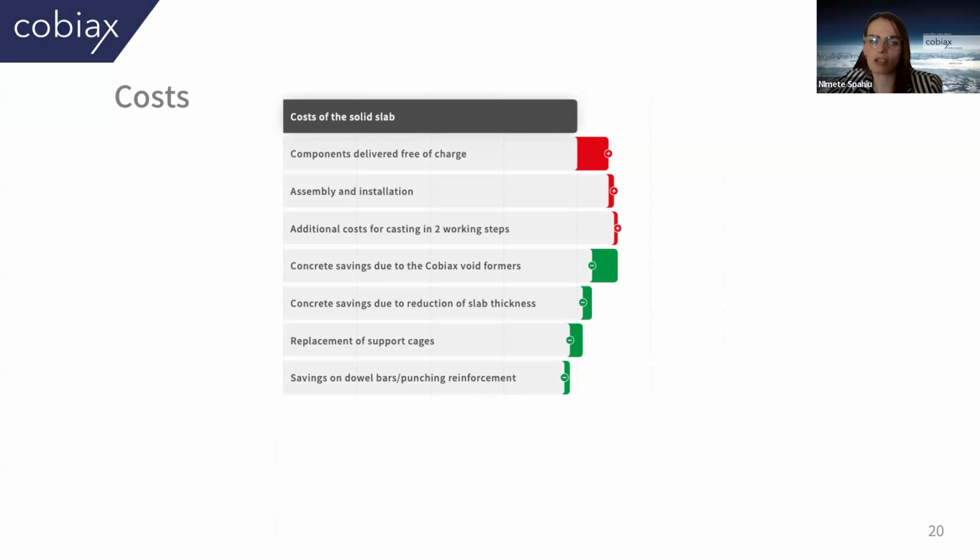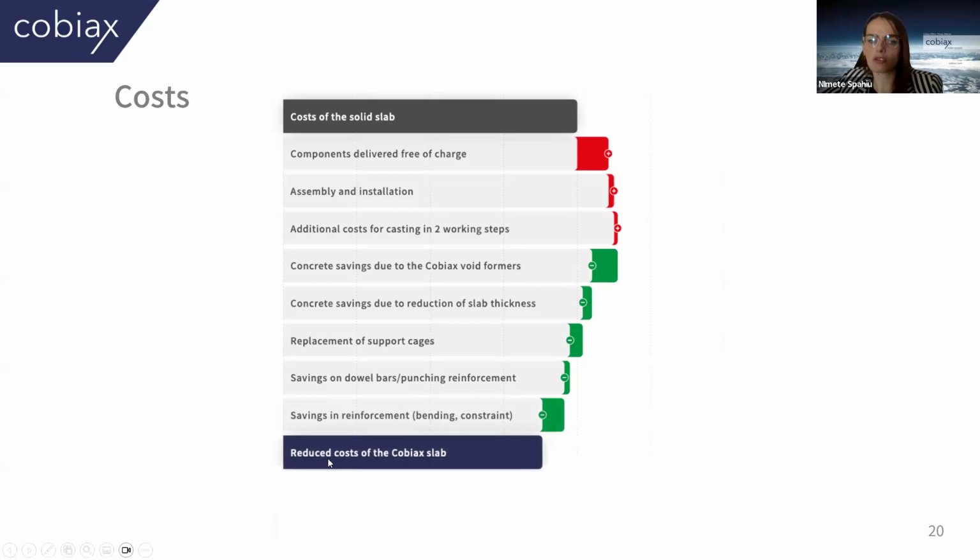So that's the reason that we have savings in the punching reinforcement. We have savings also since we have a load reduction, we will have less loads, we will have less moments, and we will need less bending reinforcement. So those are the reduced costs of the Cobiax slab, and if you compare it with the cost of the solid slab, there is a difference in here.